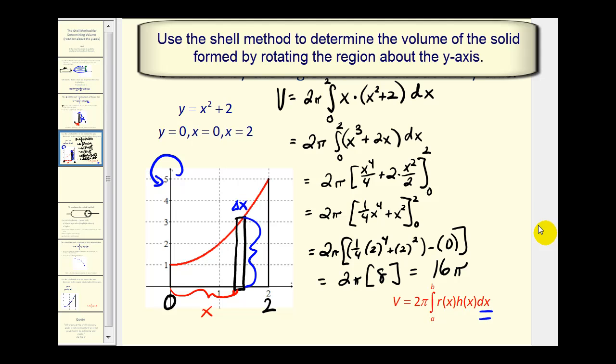Okay, that'll do it for this first video. Next we'll take a look at rotating about the x-axis using the shell method. Hope you found this helpful.